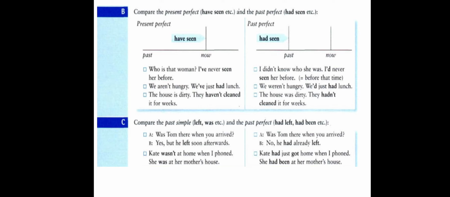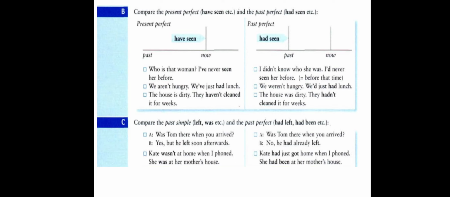On the other hand, in the past perfect, if you look at the example, the house was dirty. Look at the word was. Then the point they are speaking at is in the past. So, what happened before? An action extended from the past point to another past point. So, we say they hadn't cleaned it for weeks.